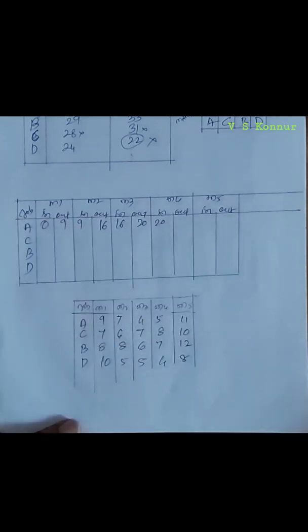So now A is entering at 0 and it requires 9 hours to complete. At the 9th hour it is entering into the M2 machine, requires 7 hours to complete. 9 plus 7, 16. It is entering into the M3 at 16th, requires 4 hours to complete, 20. It is entering into machine 4, requires 5 hours to complete, 25. 11 hours required for machine 5, 25 plus 11, 36.